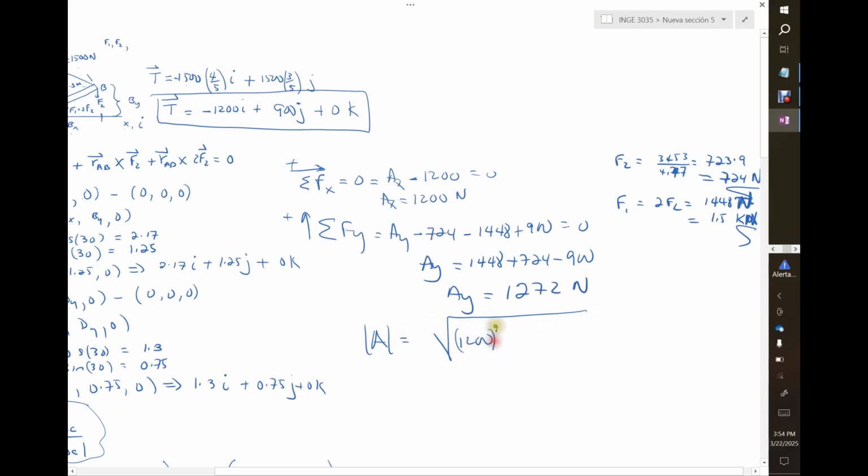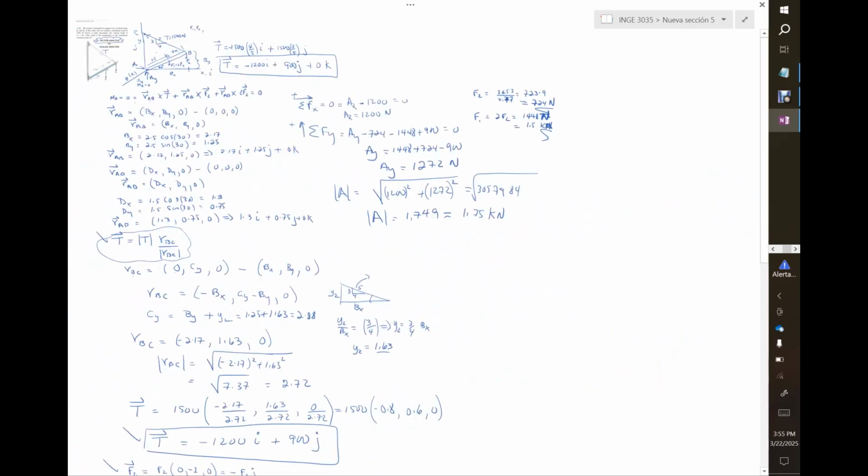1200 squared plus 1272 squared, and that's about the square root of, and that's about 1749, or about 1.75 kilonewton. Wow, that took a while.